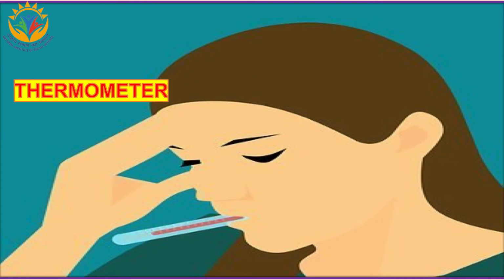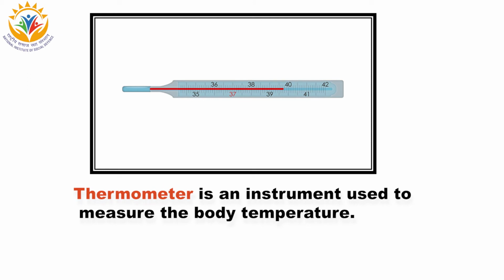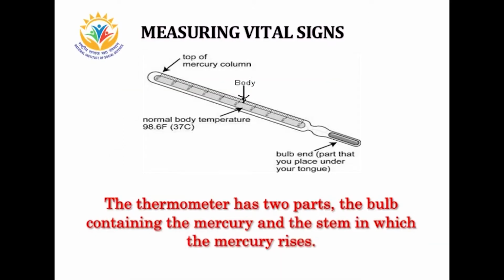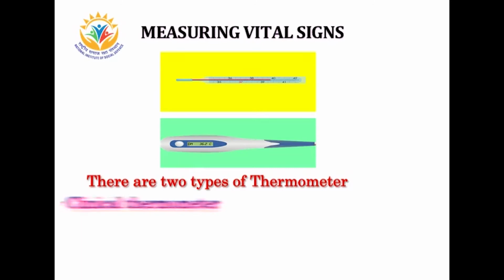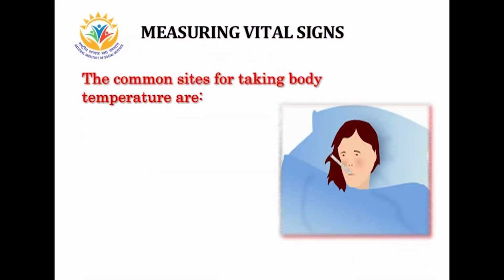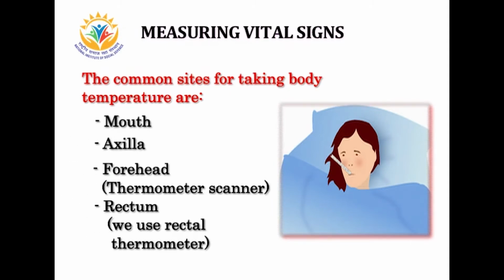Now, let us discuss the thermometer. Thermometer is an instrument which is used to measure the body temperature. It is marked in both Fahrenheit and the Celsius scales. The thermometer has two parts, the bulb containing the mercury and the stem in which the mercury rises. There are two types of thermometers. One is the clinical thermometer and the second one is the digital thermometer. The common sites for taking body temperature are by mouth, by axilla or by forehead, and rectum also. We use rectal temperature through the rectal thermometer.